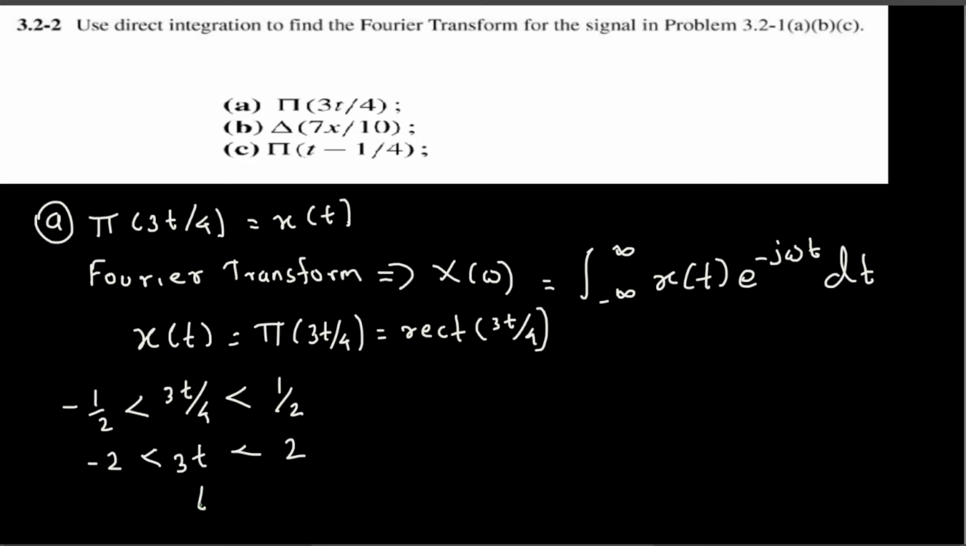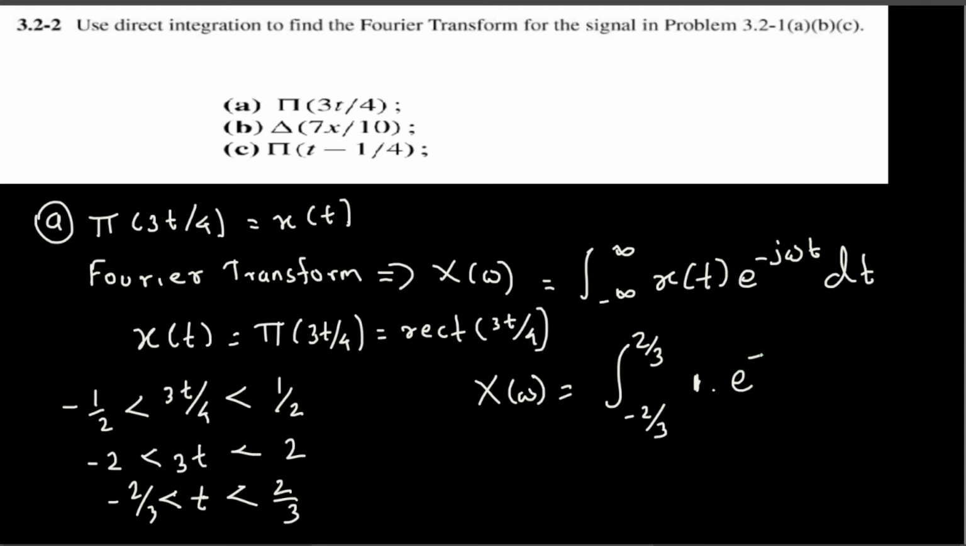If I find the range for the t values, bringing the 3 to this side, it is negative 2 by 3 to 2 by 3. This is the interval over which we are going to do the integration. Therefore X(omega) is equal to the integral from negative 2 by 3 to 2 by 3 of 1 times e to the power minus j omega t dt.